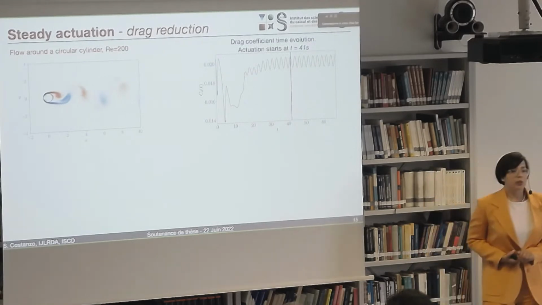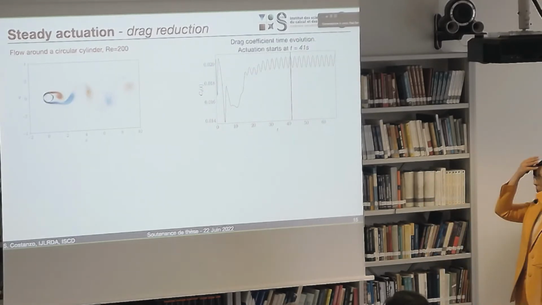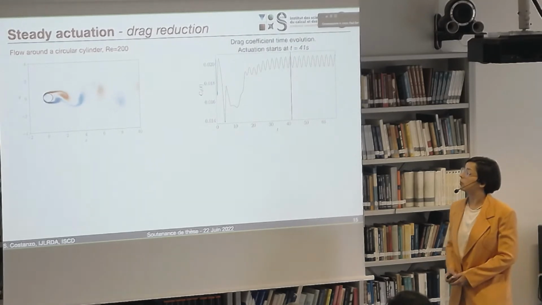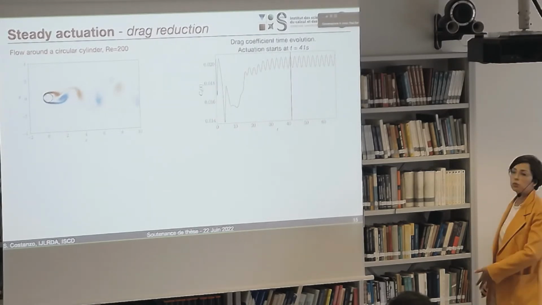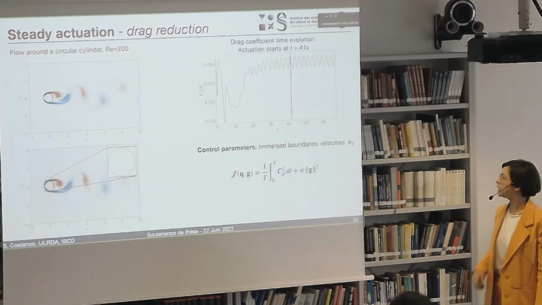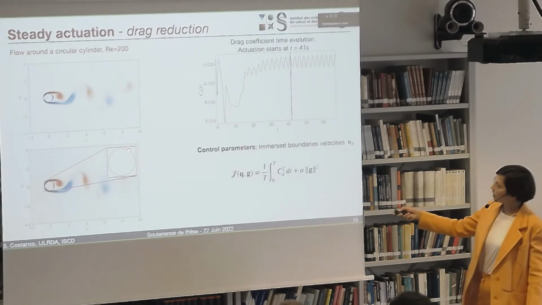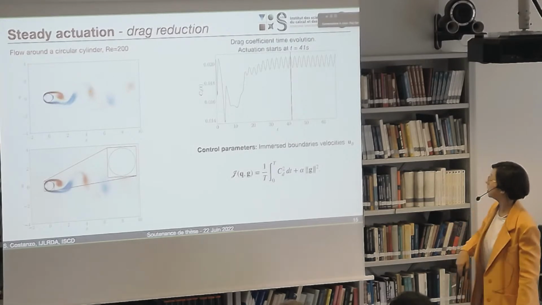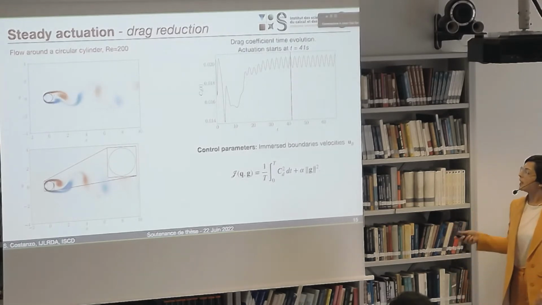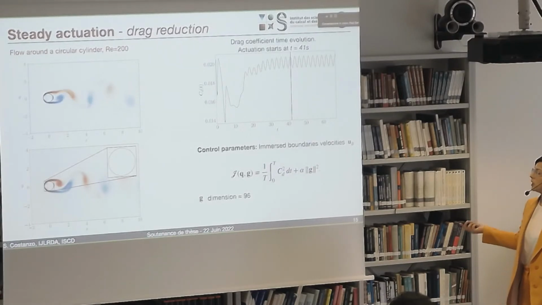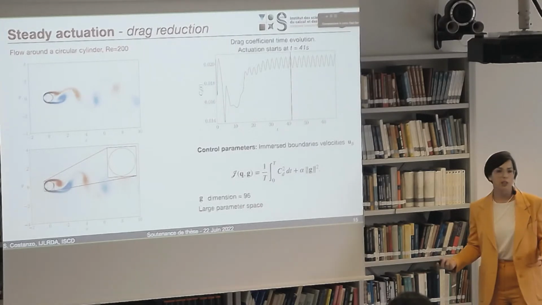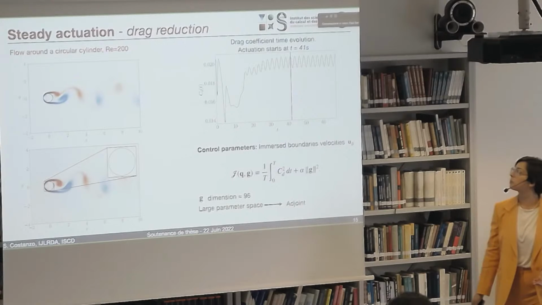I'll start showing some results of the adjoint solver and some optimization that we did. So we did the drag reduction of the flow around the circular cylinder at Reynolds 200. So here we can see the flow, and here we can see the time evolution of the drag. When we get to a stable limit cycle, we start the actuation. The actuation is done using as control parameters the velocity on the boundaries, so on the immersed boundary force points, sorry. Notice that in this case, we have 96 points. So my control vector has dimension 96, meaning that we are in a large parameter space, so it's convenient to use adjoint in this case.